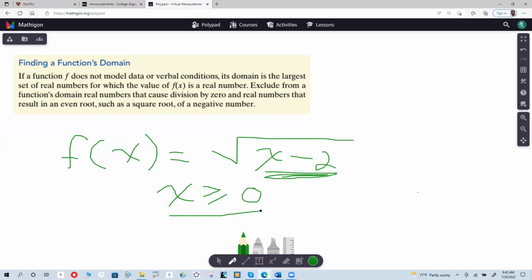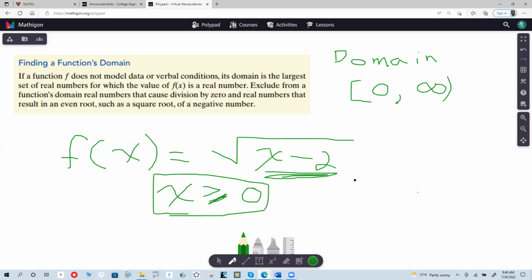So how do we write this? Using interval notation. So my domain will be, 2 has to be included, like so. 2 has to be included because of this equality sign right here, comma, infinity.